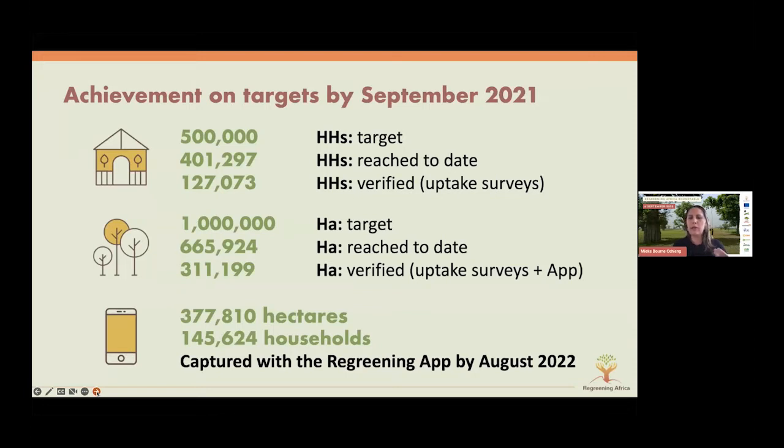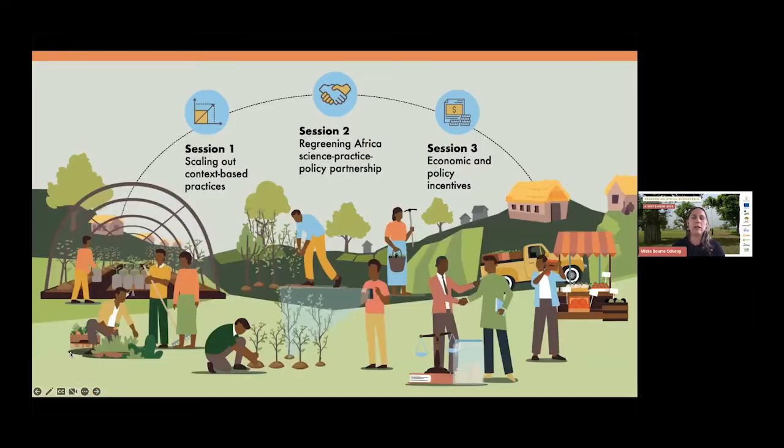So Regreening Africa has been a very successful program in achieving its targets so far, and we really look forward to sharing some of the lessons and some of the experience that we've had. Just a very brief outline on the sessions. We have these 3 sessions today, as Constance has outlined. One of them focusing really around the practices and how we adapt them to the local conditions, both environmental and the local needs, taking into account the situation now and the changes that can be expected in the future.